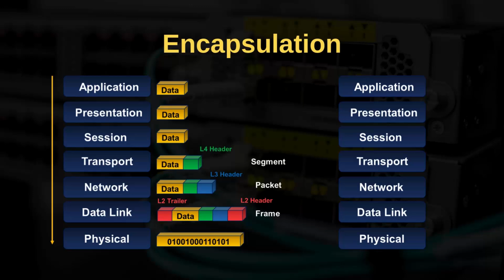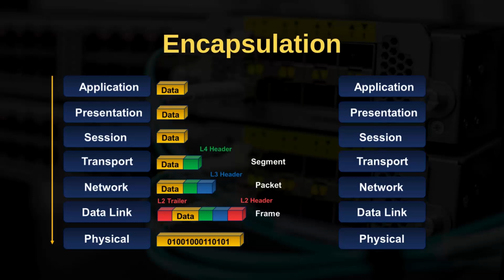After that, in the network layer, a layer 3 header is added to this segment, and then the segment becomes a packet. And in the data link layer, a layer 2 header and layer 2 trailer are added to this packet, and the packet becomes a frame. After this, the data link layer sends this frame to the physical layer, and in the physical layer, bits and bytes are sent with voltage to the other end.